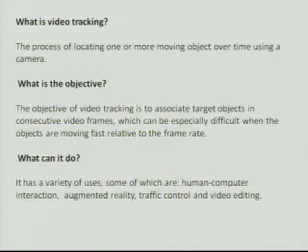So here comes the question. First, what is video tracking? Video tracking is about locating one single or multiple objects over time within a common camera. The objective is to associate target objects in consecutive video frames. This could be pretty hard when the objects are moving very fast relative to the frame rate. So it's actually a complicated work.